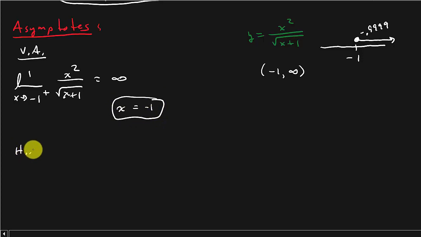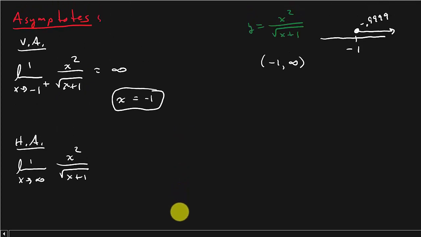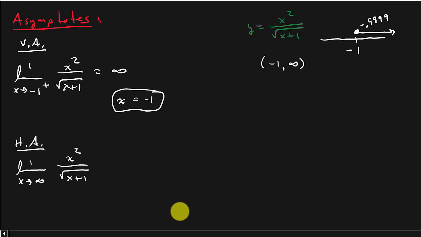Now for the horizontal asymptotes, we take the limit as x goes to infinity and the limit as x goes to -infinity. So we're going to take the limit as x goes to infinity of x squared over the square root of x plus 1. Now, also be careful on this one. We can only take the limit as x goes to infinity. We can't take the limit as x goes to -infinity because the numbers going to -infinity are not in the domain of the function. So we can only do the limit as x goes to infinity.